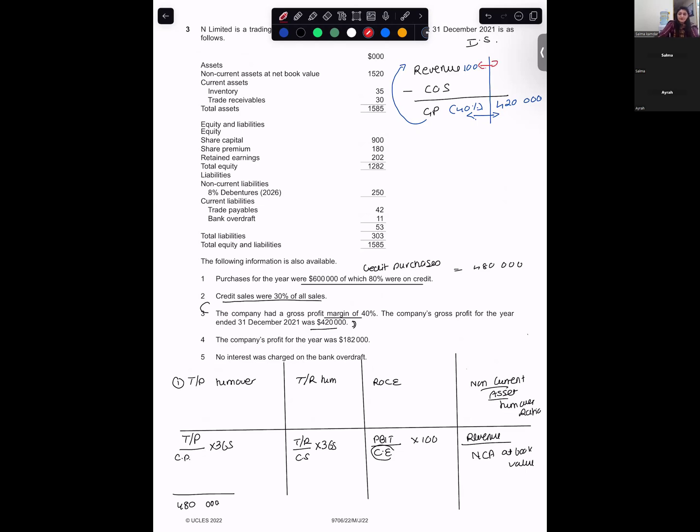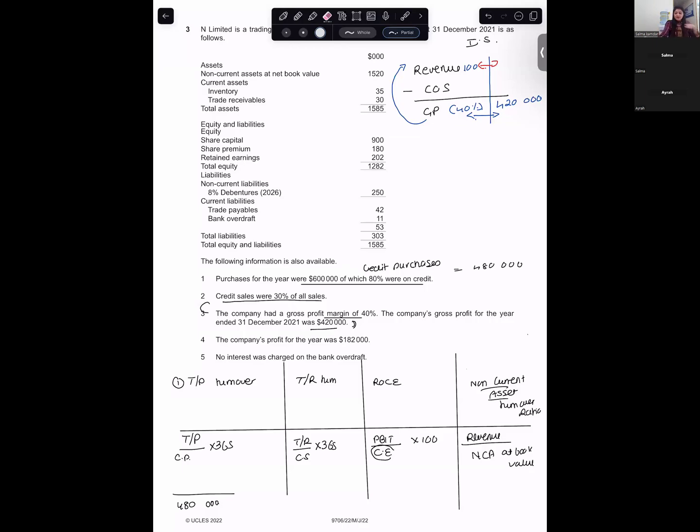Just give me a moment, okay? Calculate. Tell me, if 420,000 represents 40, how much is 100? 105 and 4 zeros. Sorry, you don't know how to say that. Yeah, because there are so many zeros in it.